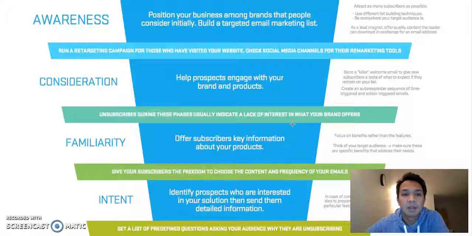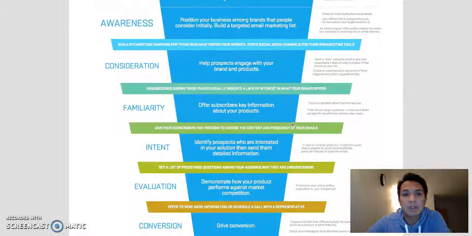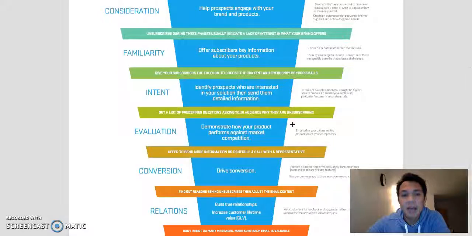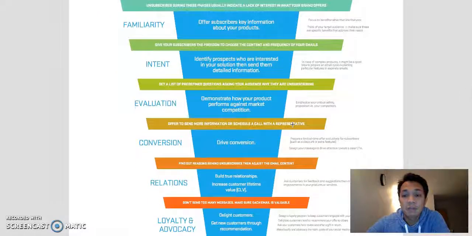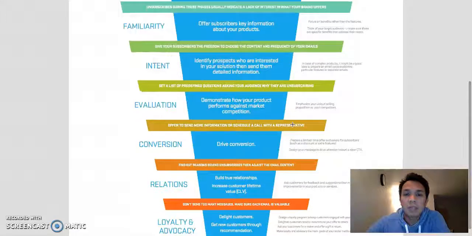So familiarity. If you notice in all these steps in this funnel, it's not talking about how you can sell an item. It's all about building trust, building a relationship. All these words, if you notice, are all about relationship: awareness, consideration, familiarity, intent, evaluation. Then you have conversion, then relation, which is the root word of it, and then loyalty and advocacy. So it all boils down to the relationship to your niche or to your list.